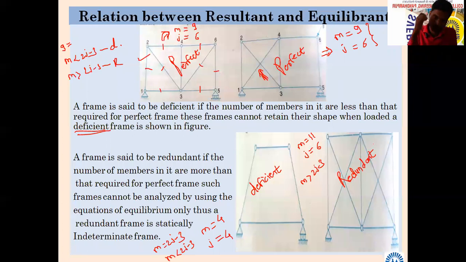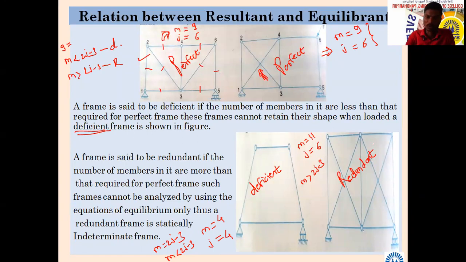And if the number of members in the frame is more than the requirement, it is extra. In short, more members are there. Such a frame is called a redundant frame, and a redundant frame is statically indeterminate. We cannot solve that frame. So in a multiple choice question, it may be asked: which of the following frames is indeterminate? What should be your answer in that case? Redundant. A redundant frame is a statically indeterminate frame, because it has extra members. We cannot analyze it.